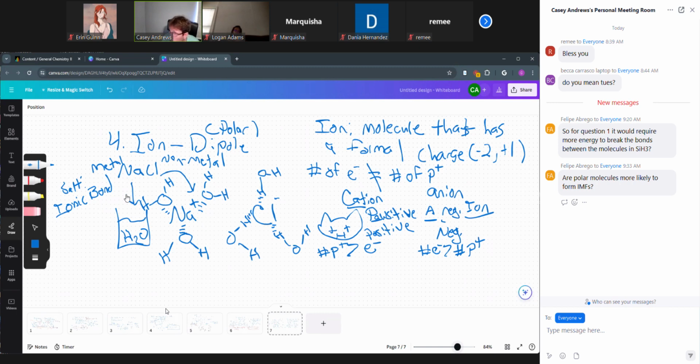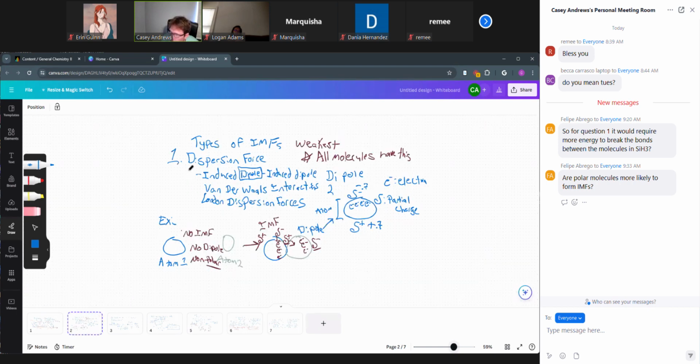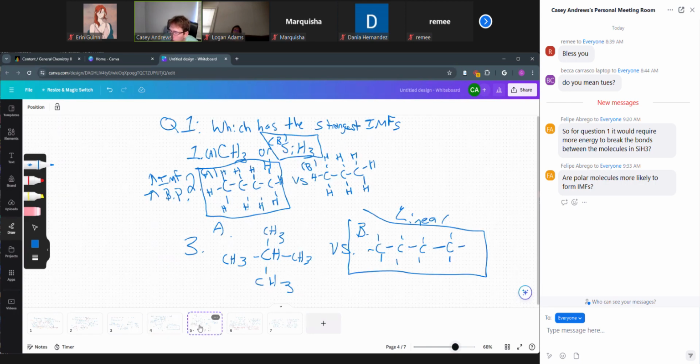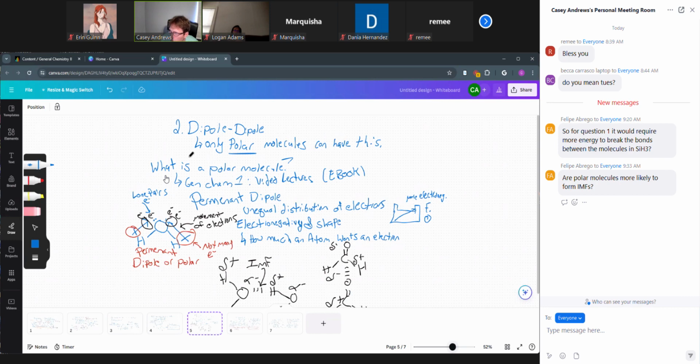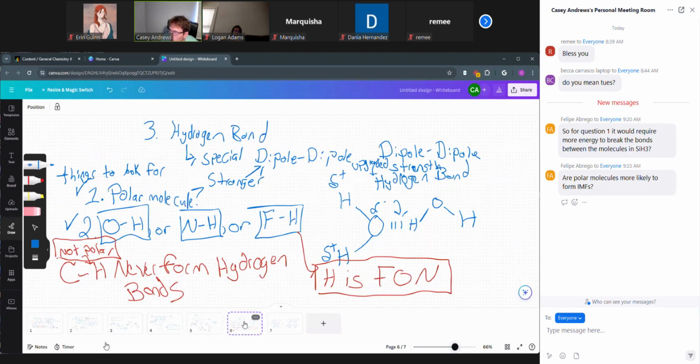All right, only one more force to go, but let's recap. Our weakest force, dispersion. All atoms have this. If you're nonpolar, this is the only one you have. Our second force is dipole-dipole. Only polar molecules have this. Our third force was the hydrogen bond. Only polar molecules that have a hydrogen bound to fluorine, oxygen, or nitrogen have this force.